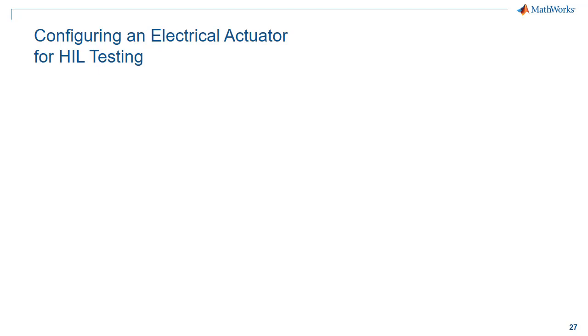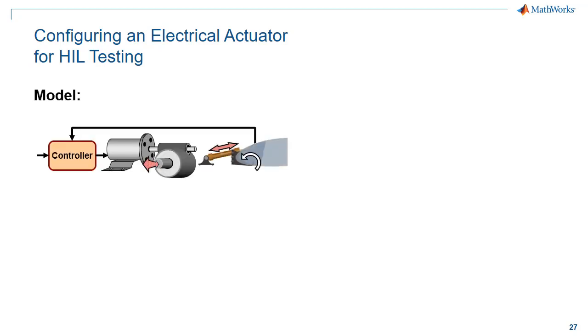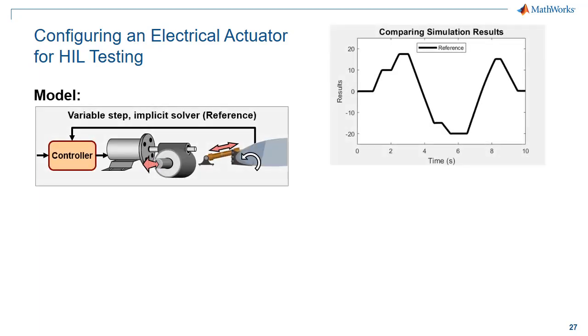In this demonstration, we'll see how to configure an electromechanical actuator for hardware-in-the-loop testing. We have a model of an electromechanical actuation system. We are satisfied with the performance in simulation on our desktop computer. We now wish to configure this model for hardware-in-the-loop testing. However, portions of our model are numerically stiff.